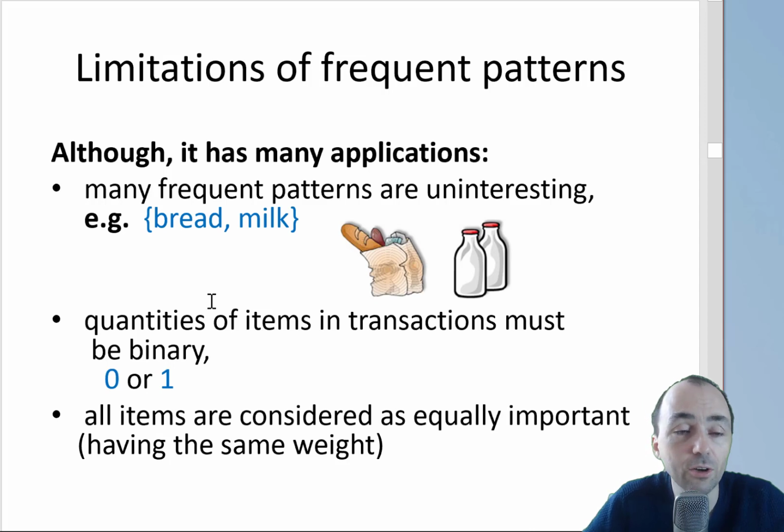Another limitation is that we don't have the quantities. Either we buy the bread or we don't buy, but we cannot say we buy 5 breads or 10 breads. And also, all items are considered to be equally important. So if you sell 1 bread or you sell 1 computer, it is considered to be the same in this problem. But of course, if you sell a computer, you make a lot more money.